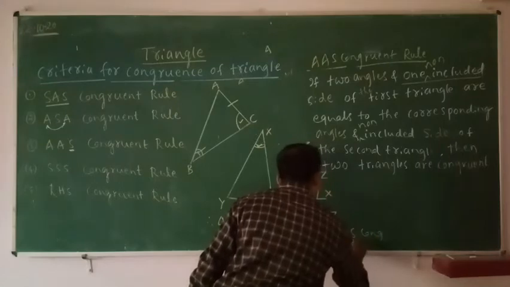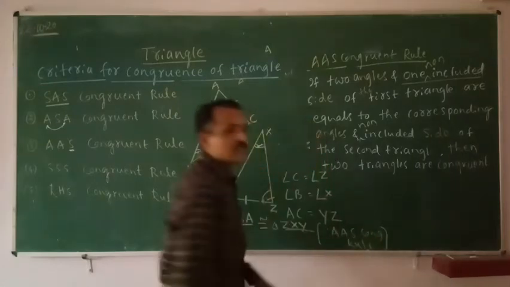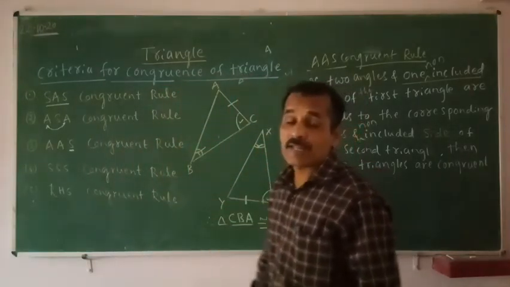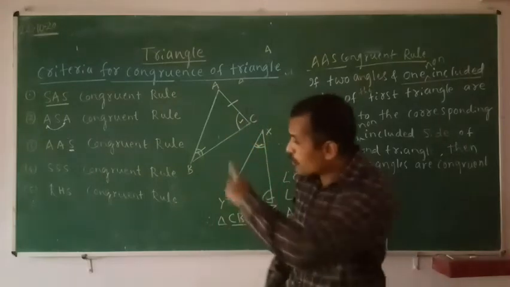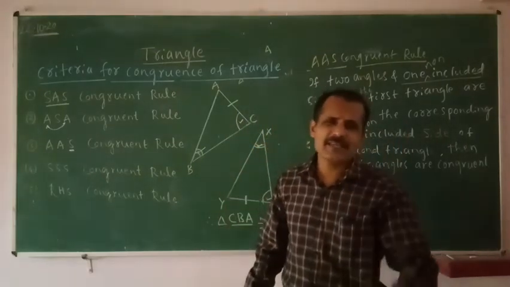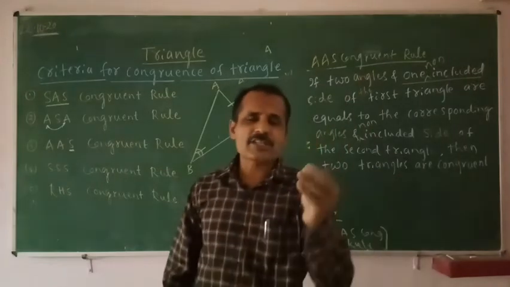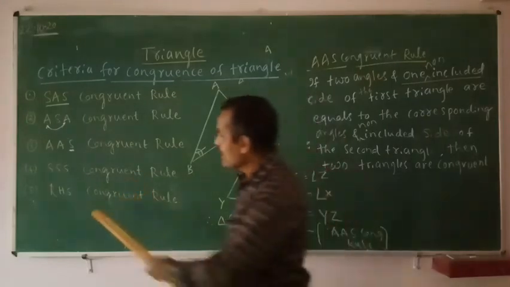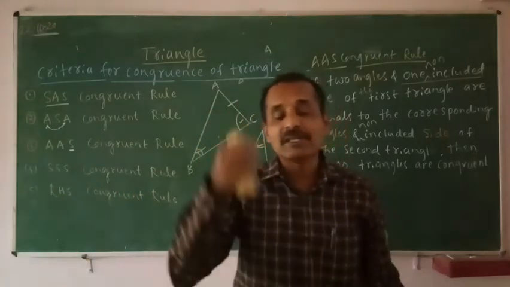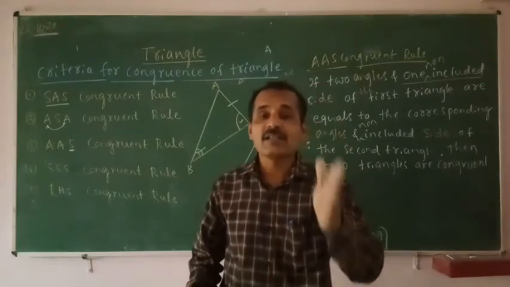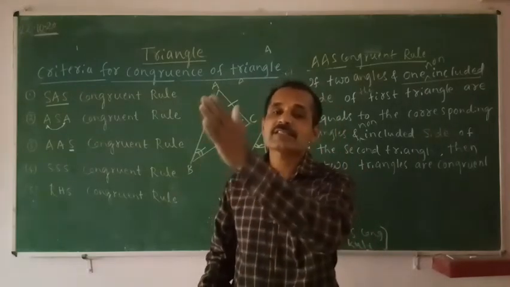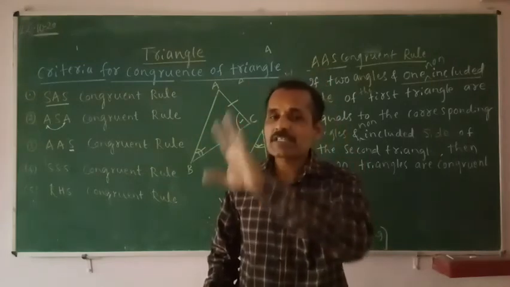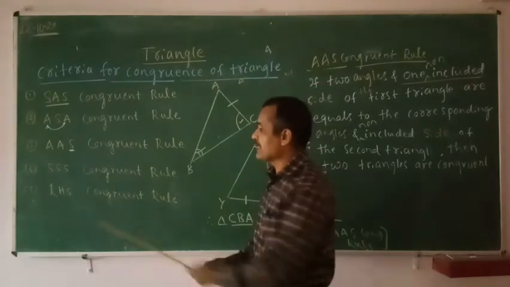AAS congruent rule. My dear children, we have seen three different criteria of congruency of triangles. We have two more. SSS, the name itself says all the three sides of the first triangle are equal to the corresponding sides of the second triangle. We will discuss it in the next class. Last one is RHS. Again the name says R, right angle, H, hypotenuse, S, side. How to establish the relation? All that we will see in the next class.